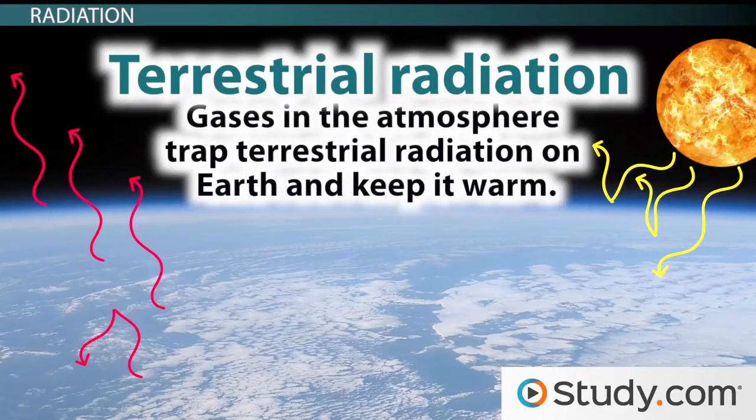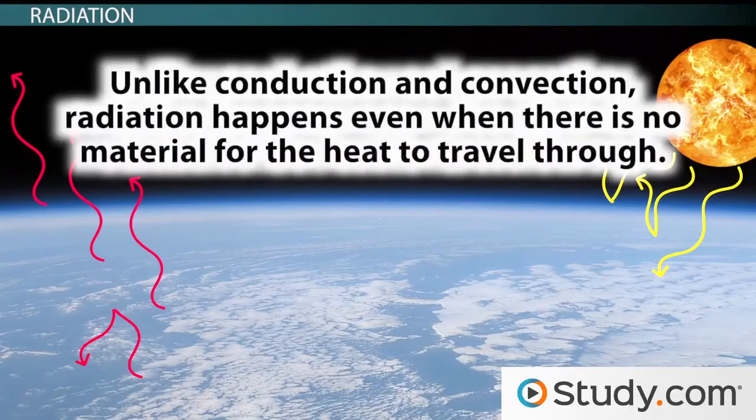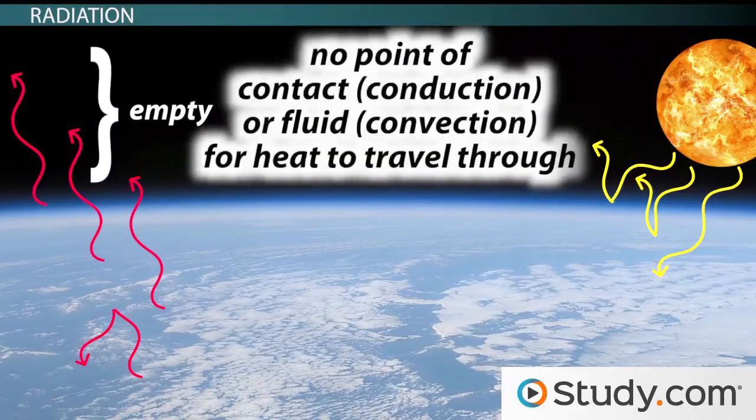What's really interesting is that unlike conduction and convection, radiation happens even when there is no material for the heat to travel through. The sun's rays travel through space to Earth, but since space is, by definition, empty, there's no point of contact, like conduction, or fluid, like convection, for the heat to travel through. The waves simply move heat through space just by, well, moving.